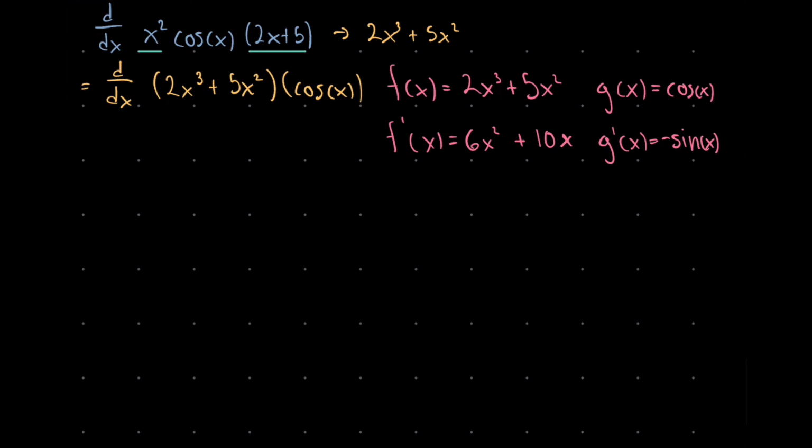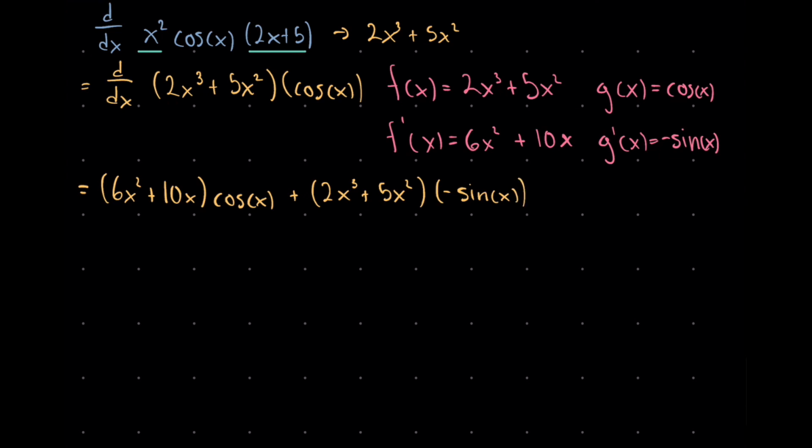And so if we put this together, we have that the derivative is equal to f prime of x, in this case 6x squared plus 10x times cosine x. And this is plus f of x, so 2x cubed plus 5x squared times negative sine x. And we see that we could factor out a term of x, so we'll do that. We have x all the way in front times 6x plus 10 times cosine x.